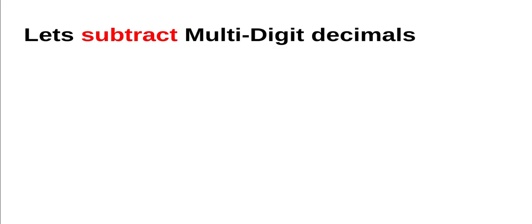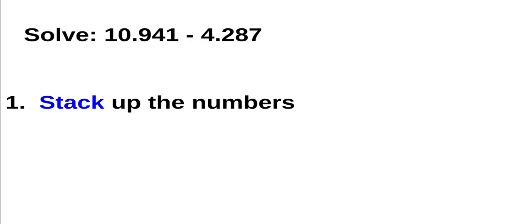So we're going to subtract multi-digit decimals. Let's give it a little review of what this basically means. We're going to solve 10.941 minus 4.287. How do we solve that problem?